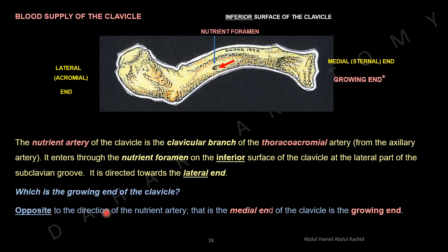Which is the growing end of the clavicle? The growing end of the clavicle is determined by the direction of the nutrient artery. The growing end is opposite to the direction of the nutrient artery. That is, the medial end of the clavicle is the growing end. This is the growing end because the artery is directed towards this side. So the medial end, that is the sternal end of the clavicle, is the growing end.